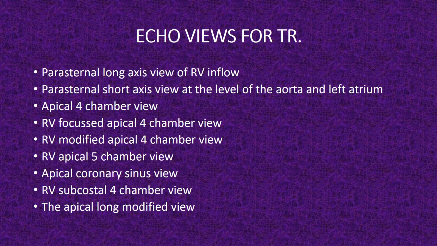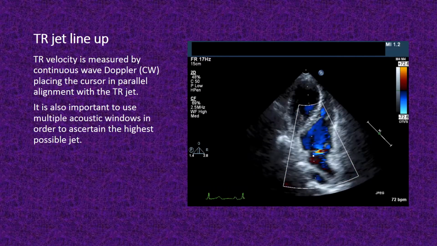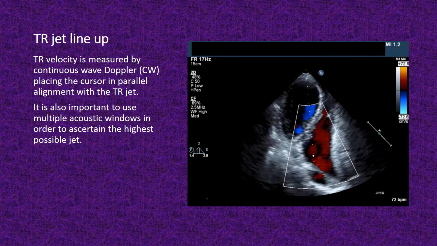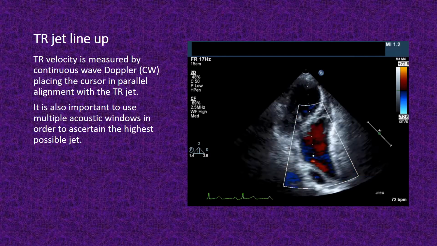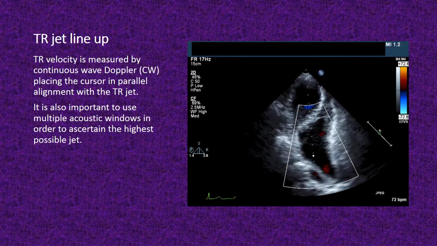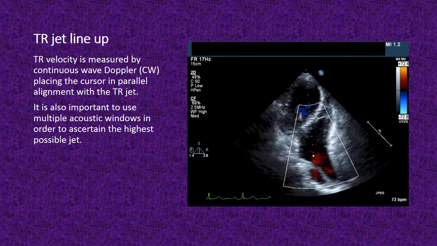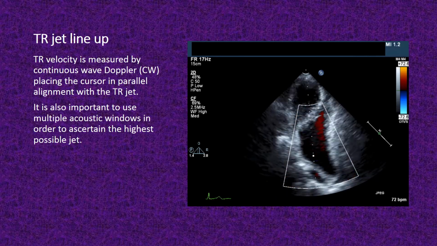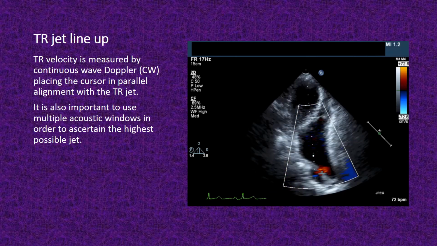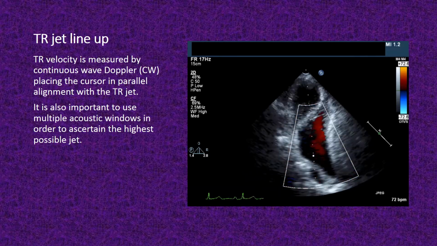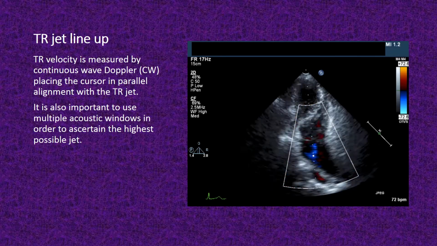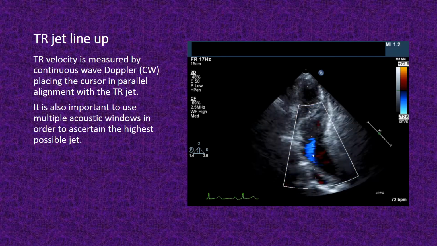Here are the views where TR may be measured from, if there is a sufficient jet. TR jet lineup. TR velocity is measured by continuous wave Doppler placing the cursor in parallel alignment with the jet. Parallel alignment is crucial to obtain the highest velocity or the RVSP may be underestimated. It is also important to use multiple acoustic windows in order to ascertain the highest possible jet. The peak TR velocity represents the pressure difference between the right ventricle and the right atrium in systole.